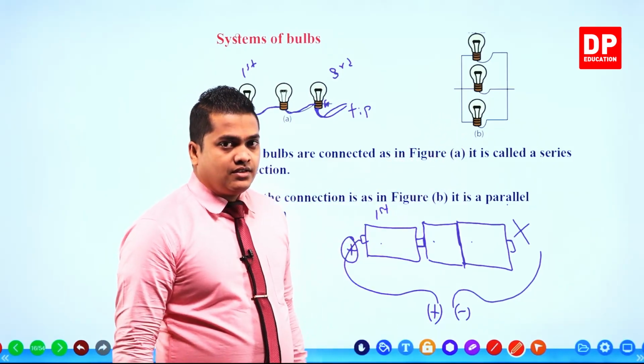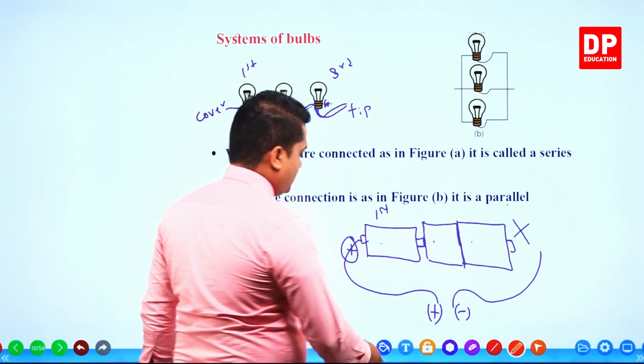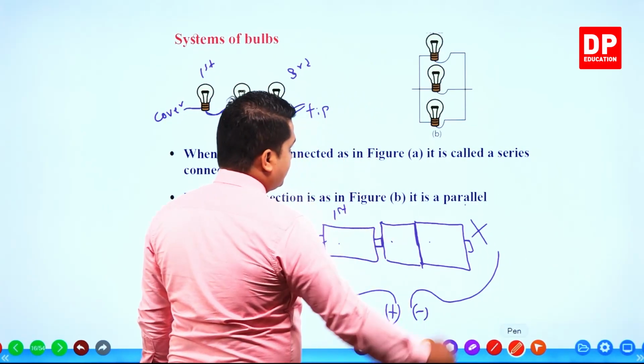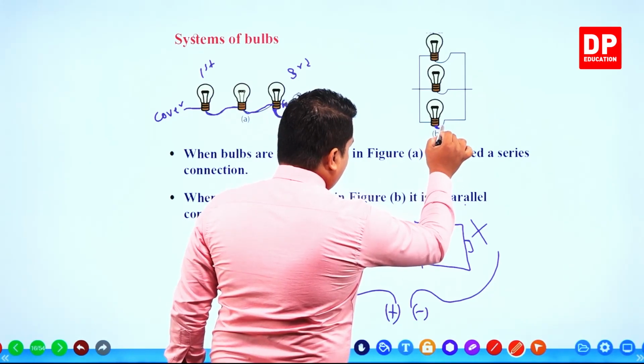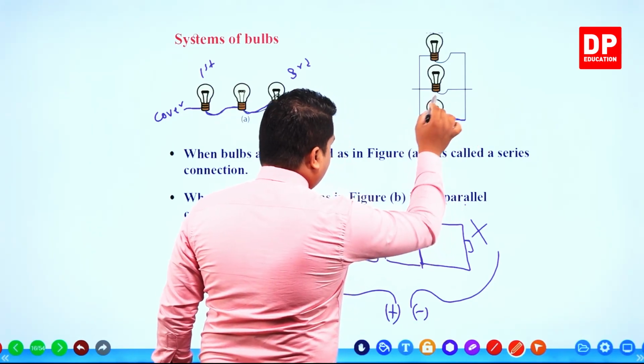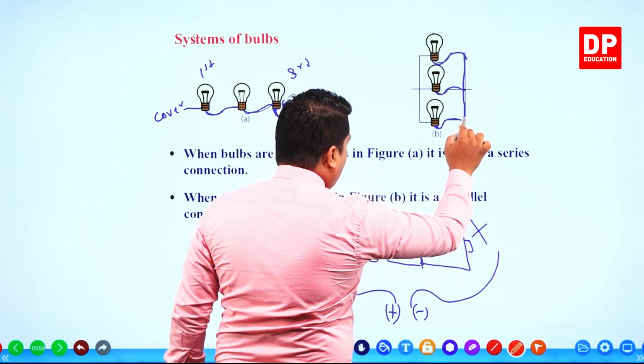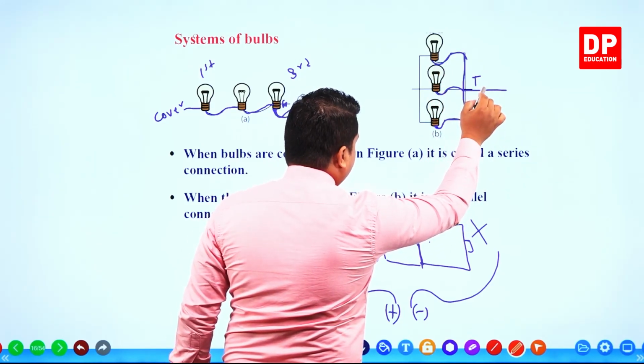Let's see what happens in the second figure. See, this one is like this. This is the tip, this is the tip, this is the tip, then all the tips are interconnected with each other.